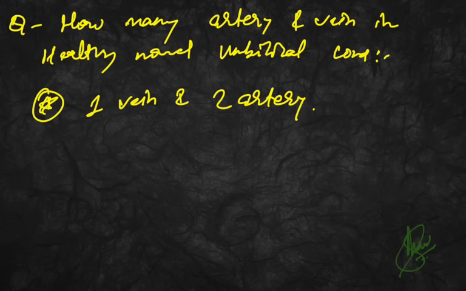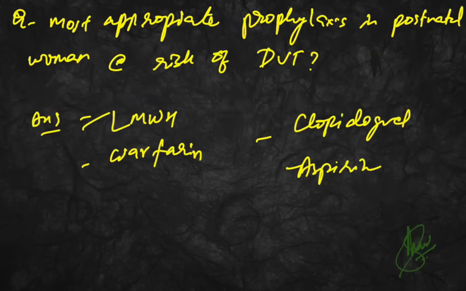How many arteries and veins in a healthy normal umbilical cord? 2 arteries and 1 vein are present in a normal umbilical cord. The most appropriate prophylaxis in postnatal women at risk of DVT is low molecular weight heparin, not warfarin, not aspirin, and not clopidogrel.